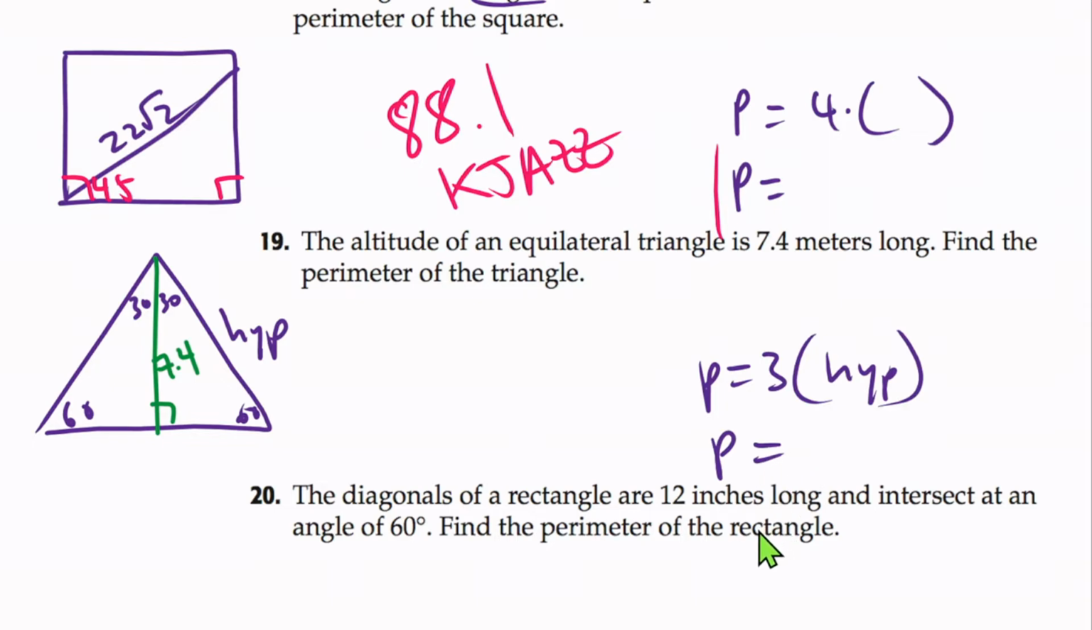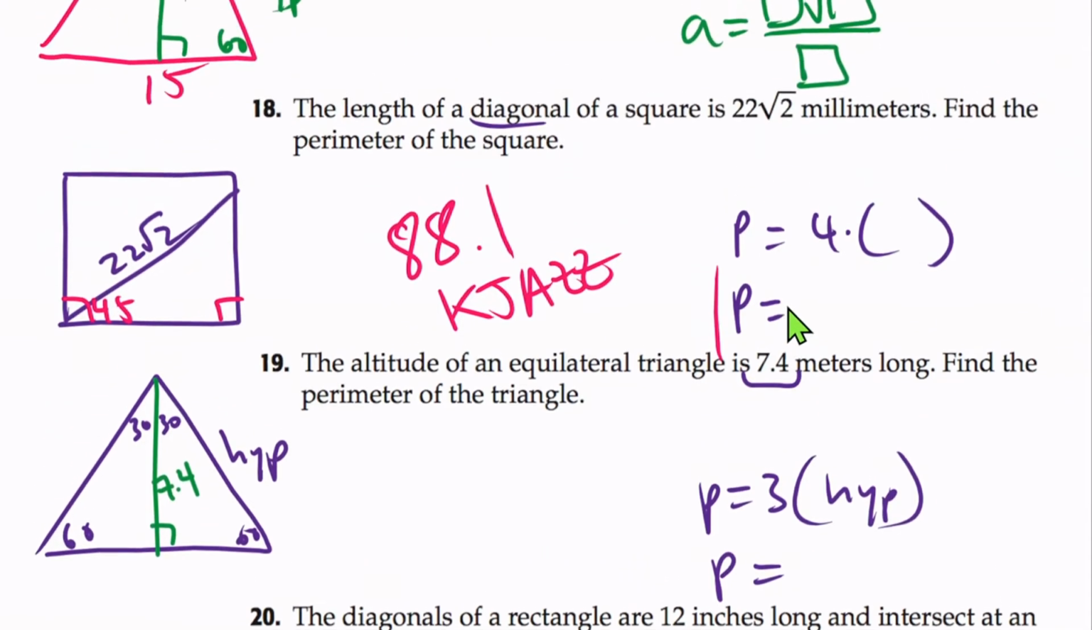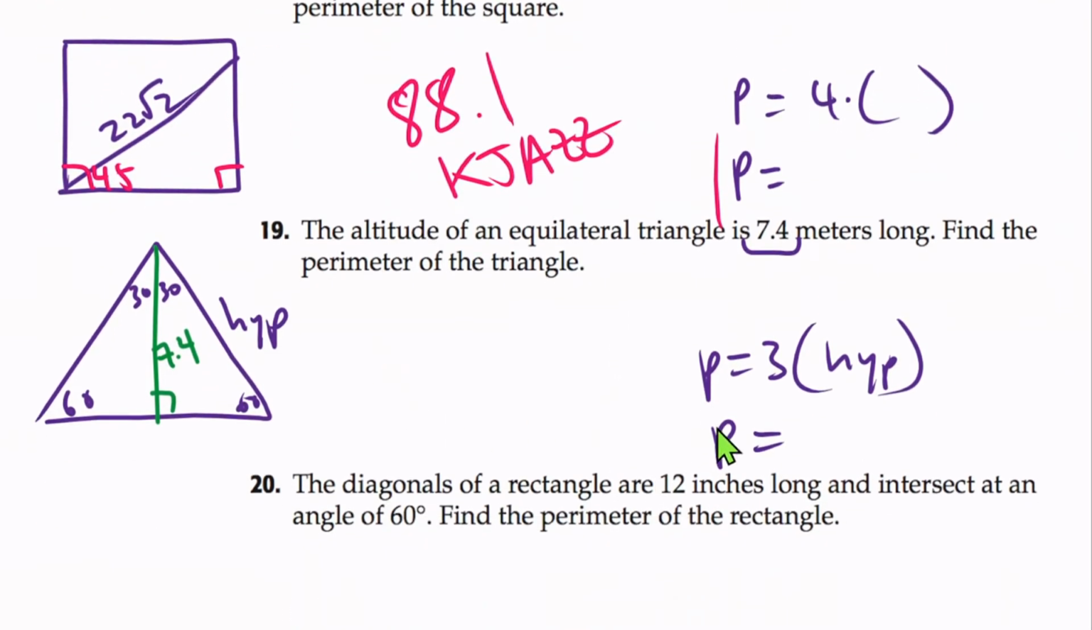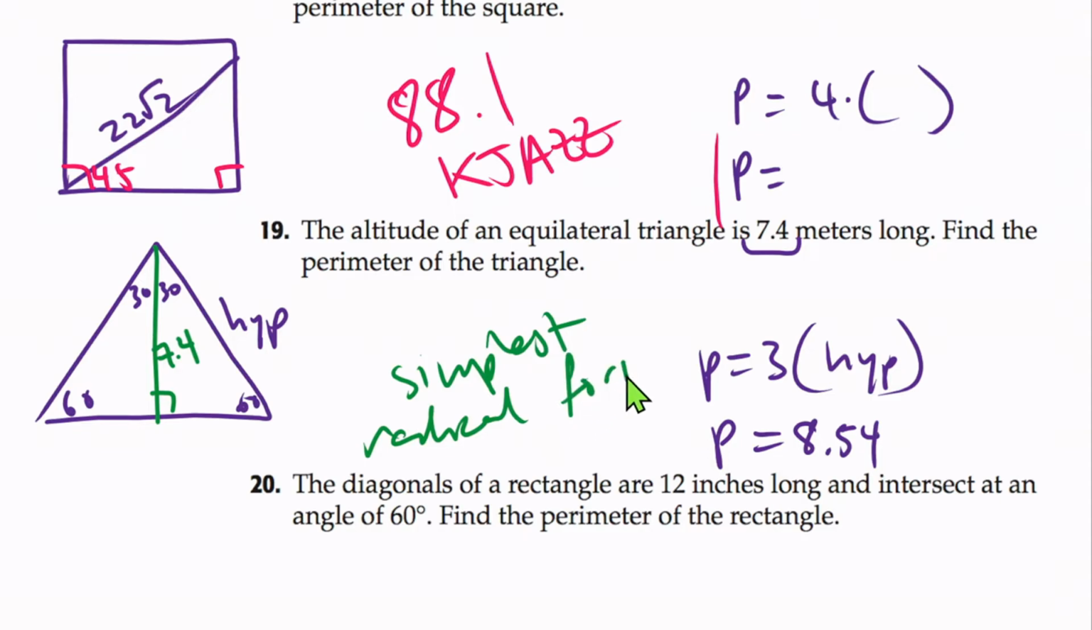And the perimeter will be, now on all the problems we're supposed to do simplest radical form, but because they throw this decimal at us, let me just tell you that this final answer should be 8.54. So on this one, simplest radical form is not implied. And so let's let it slide here and write our final answer as a decimal, and please show your work for how you get that.